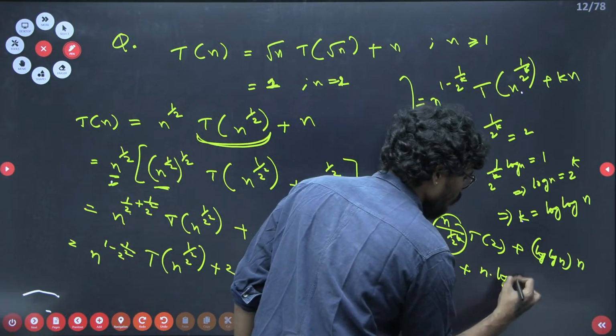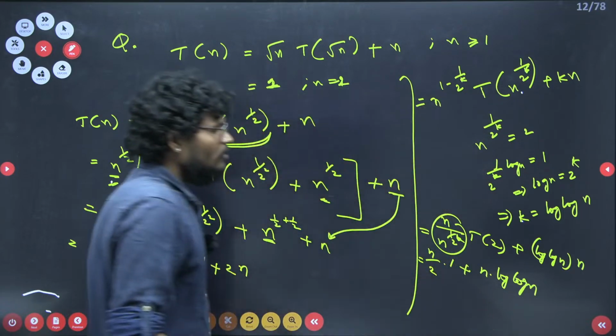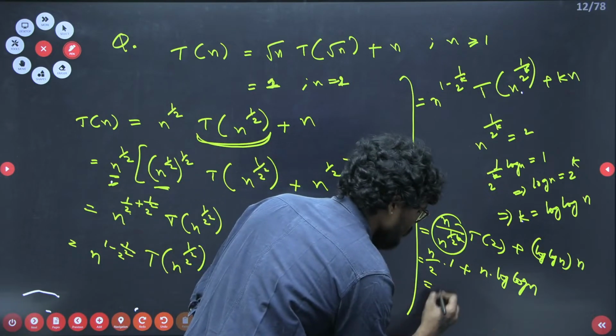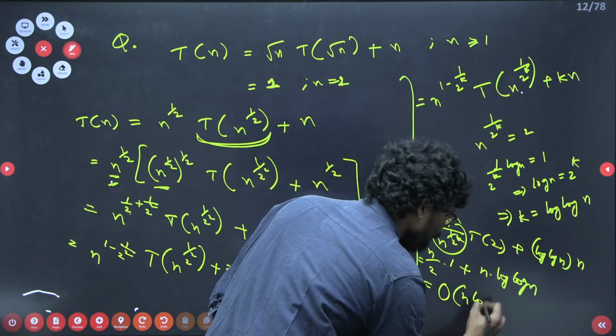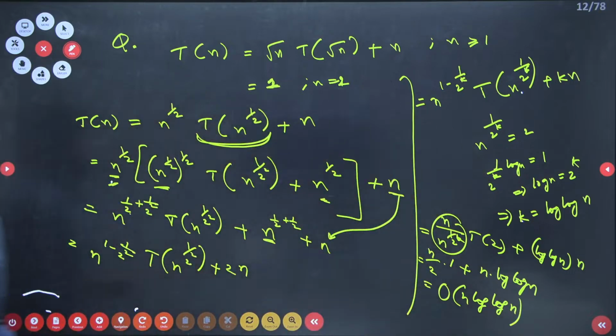So what is the time complexity here? Among these two terms, the second term is the bigger one. So this is our time complexity. Order of n into log n is our answer.